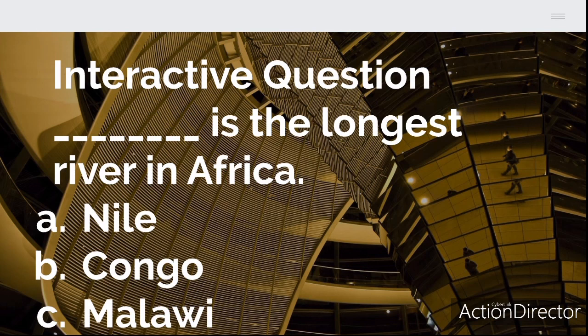Some interactive questions before we go. The first one is, what is the longest river in Africa? A. Nile, B. Congo, C. Malawi. The right option is A. Nile. Nile is the longest river in Africa.